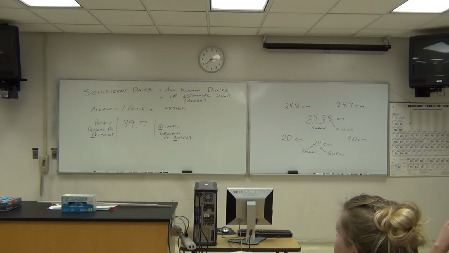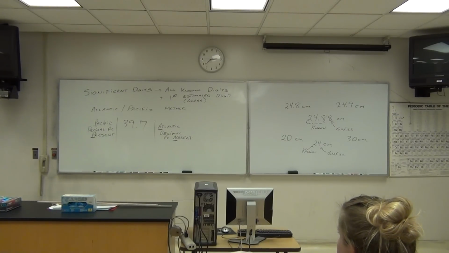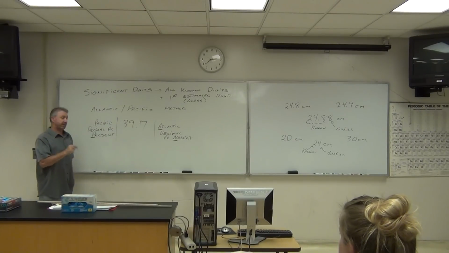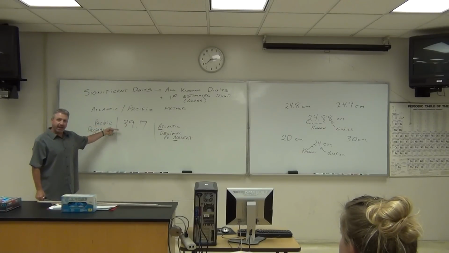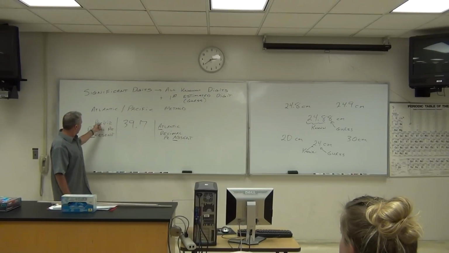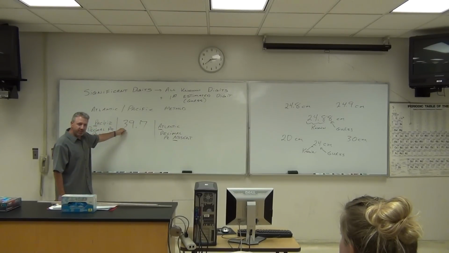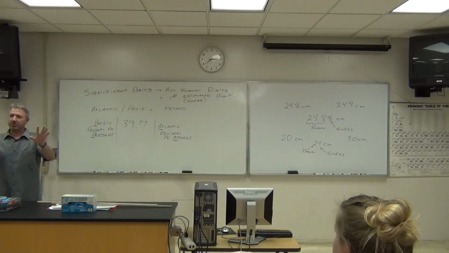39.7. Okay? We could look at that and we could say these are non-zero numbers, so they're all significant. So you count it up. 3. Okay? But is there a decimal present? Yes. If the decimal is present, we start from the Pacific and we move toward the Atlantic. We don't start counting until we hit a non-zero number. But once we hit that non-zero number, we count all the way to the end, zeros or not. So, decimal point present, there's our first non-zero number, we start counting. 1, 2, 3. We count all the way to the end, whether they're zeros or not.